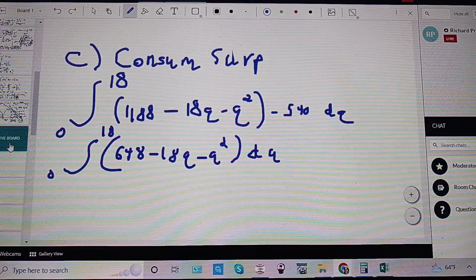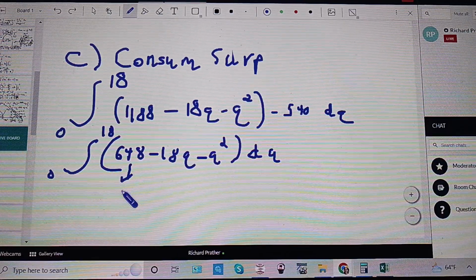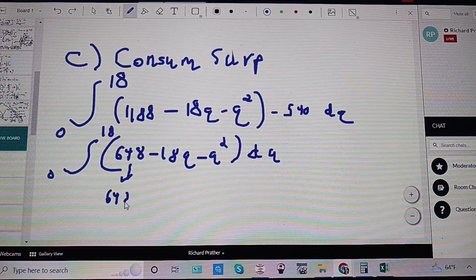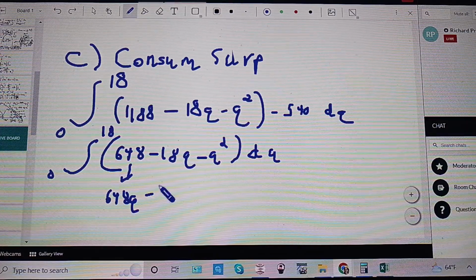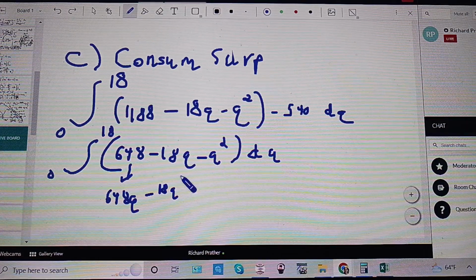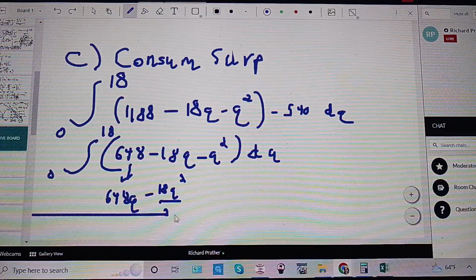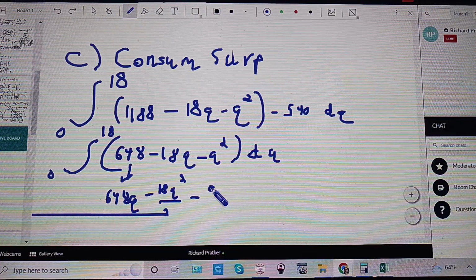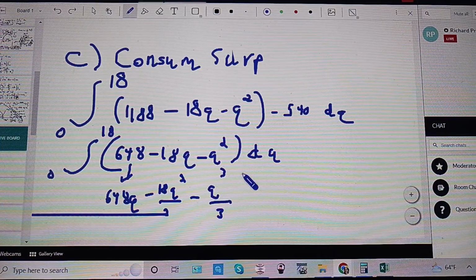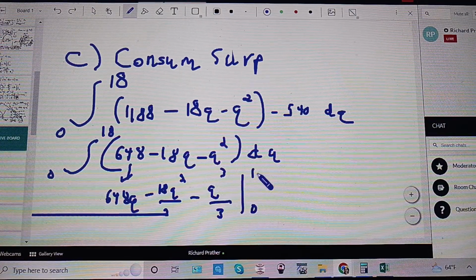And minus 18 minus Q. Okay, so now do antiderivatives. This would be 648Q. That would be a constant, turn it into a linear. 18Q, increase the exponent by 1 and divide by the new exponent. And then increase the exponent by 1 and divide by the new exponent. And then evaluate this from 0 to 18.